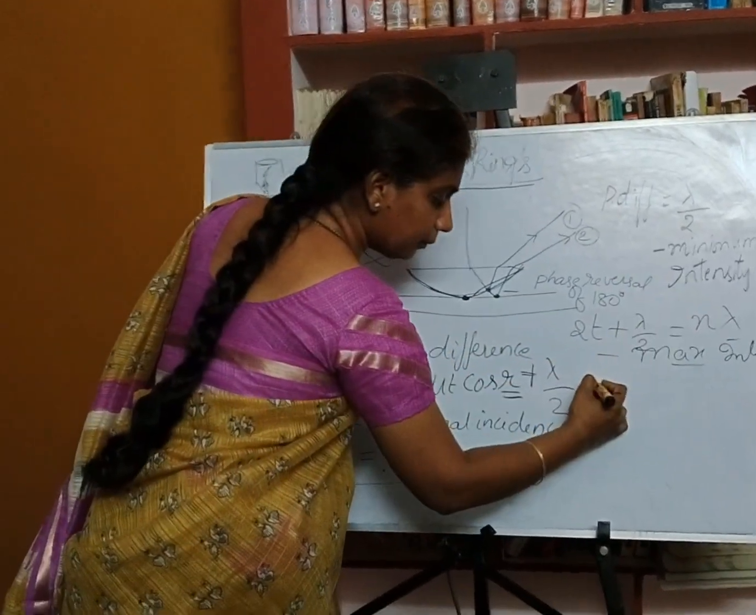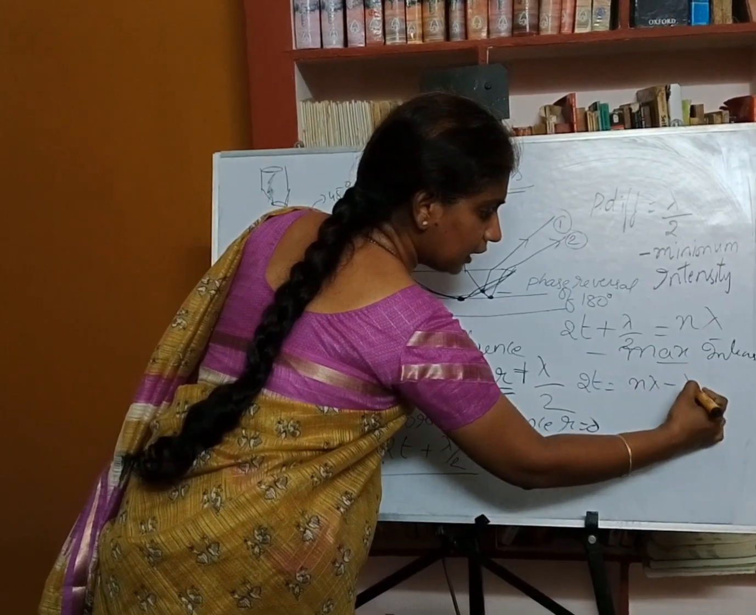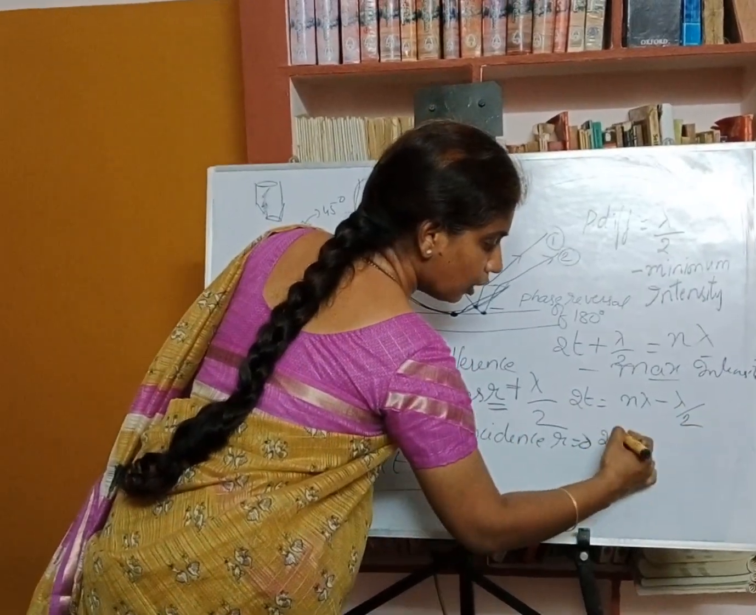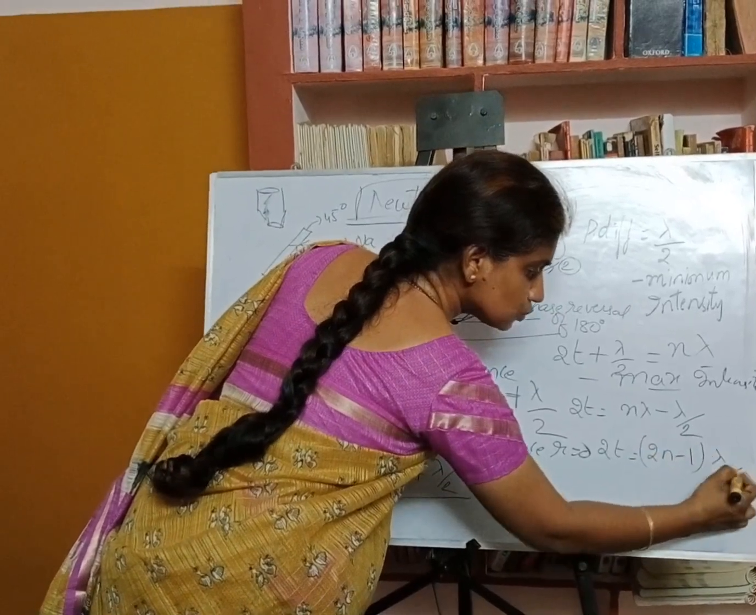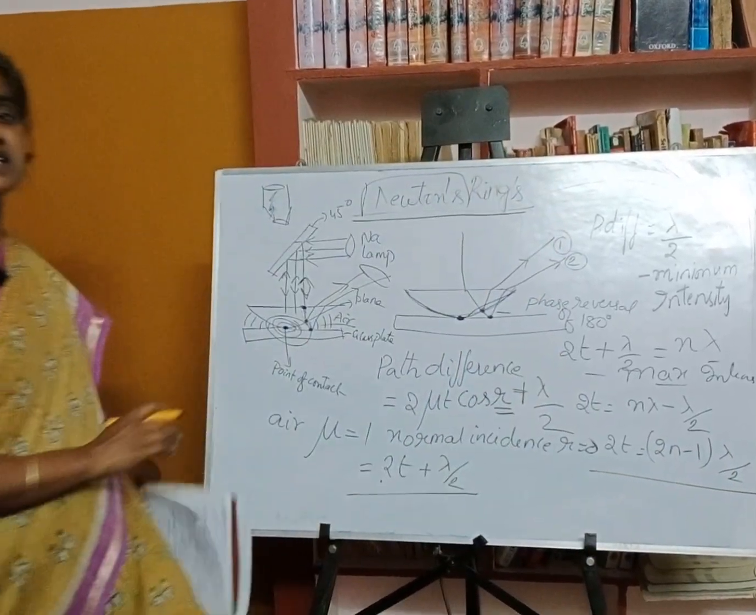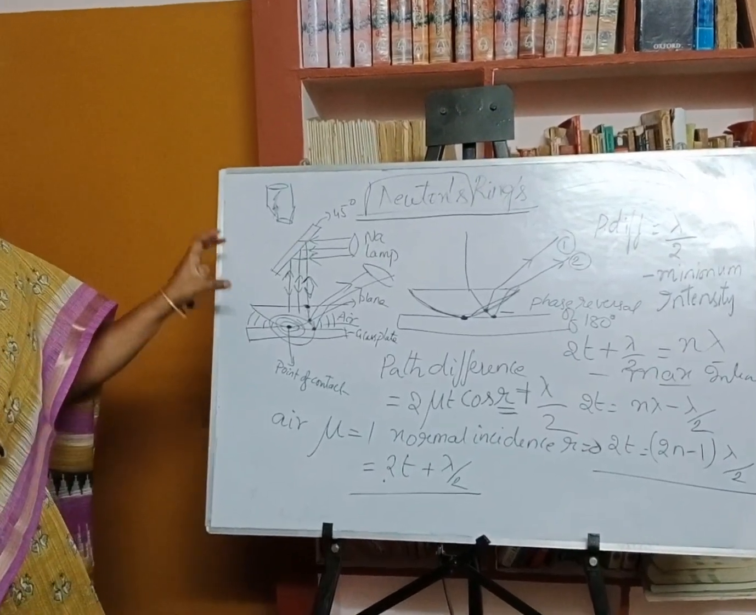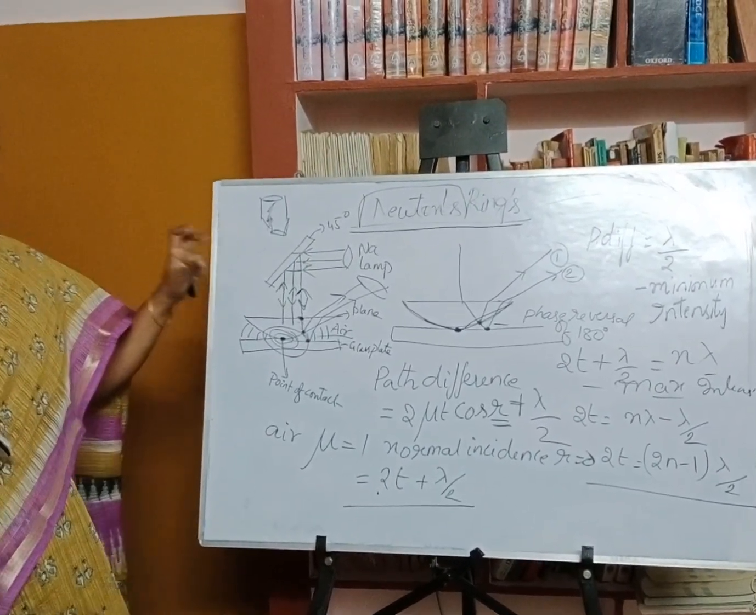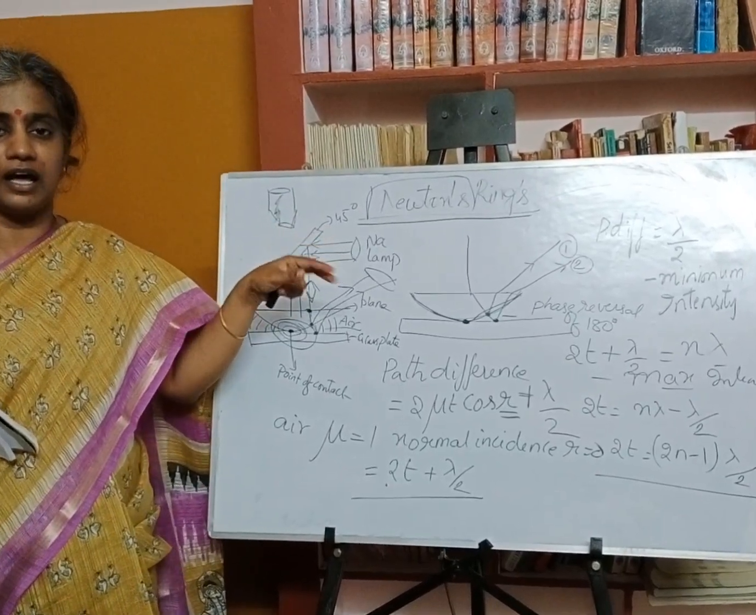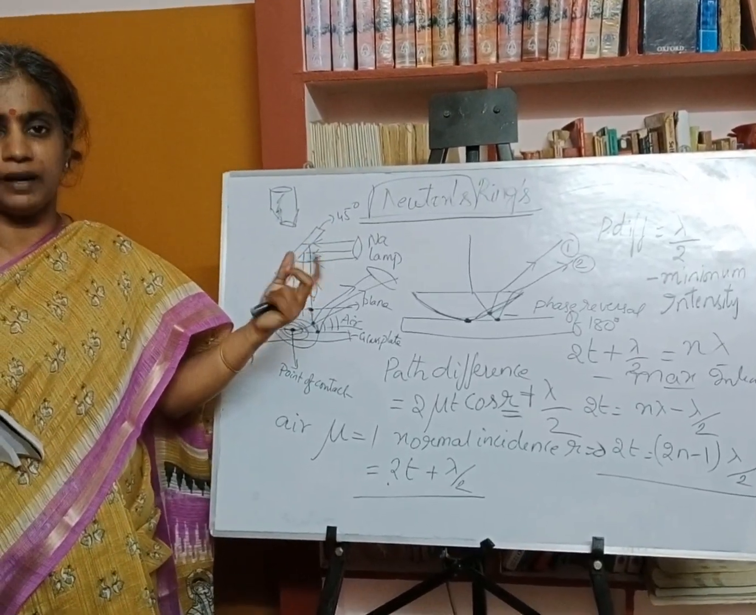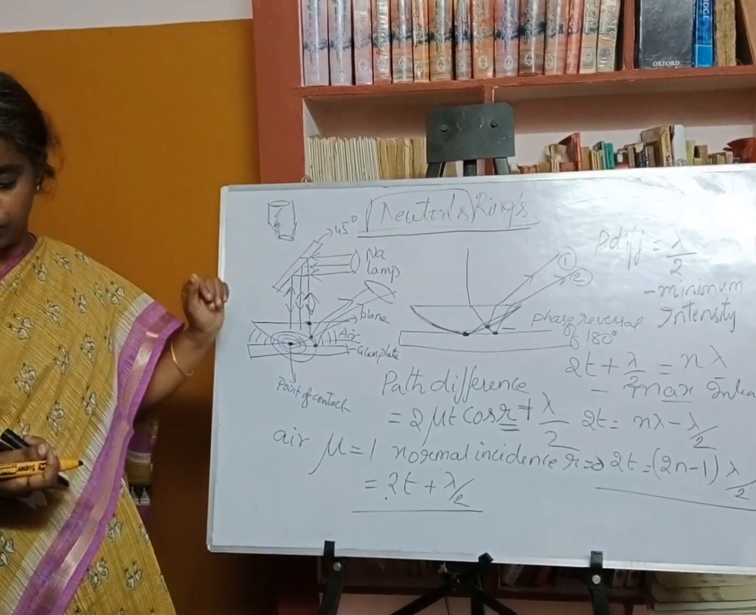So send that lambda by 2 to the other side: 2t is equal to n lambda minus lambda by 2, or 2t is equal to (2n minus 1) lambda by 2. This is the case for maximum intensity, where you get a bright ring. You will see consecutive, alternate dark rings, and in between you will have some gap, which is nothing but a brighter one. So that is important here.